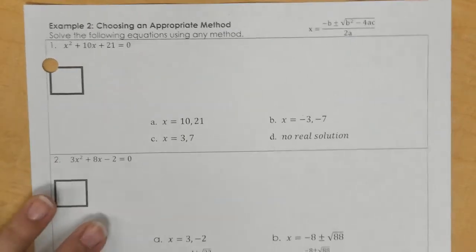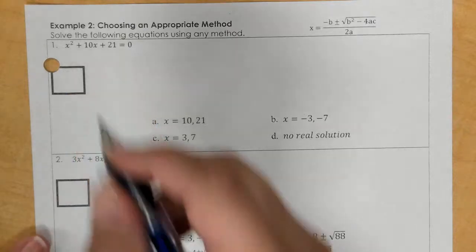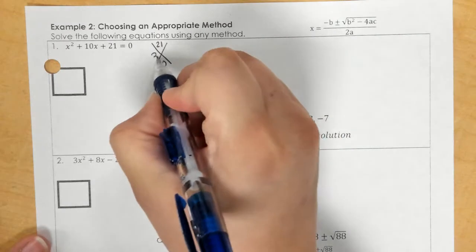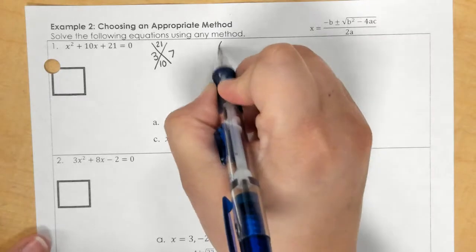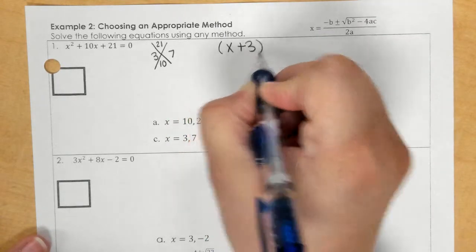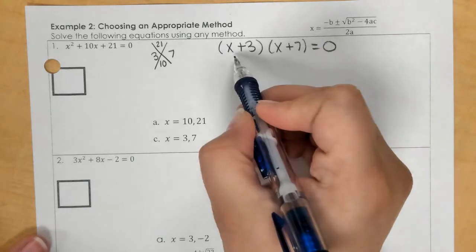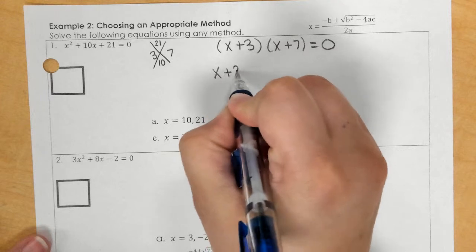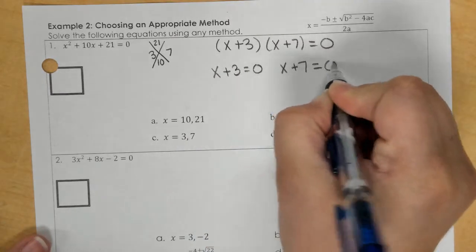Okay, for example 2, we have 3 terms equal 0, so the first thing we should do is try factoring. 21 to get to 10. 3 and 7 can get to 21 if multiplied but add to be 10. So this means we are factoring. I write it in factored form, and then I set each part equal to 0. So x plus 3 equals 0, x plus 7 equals 0.